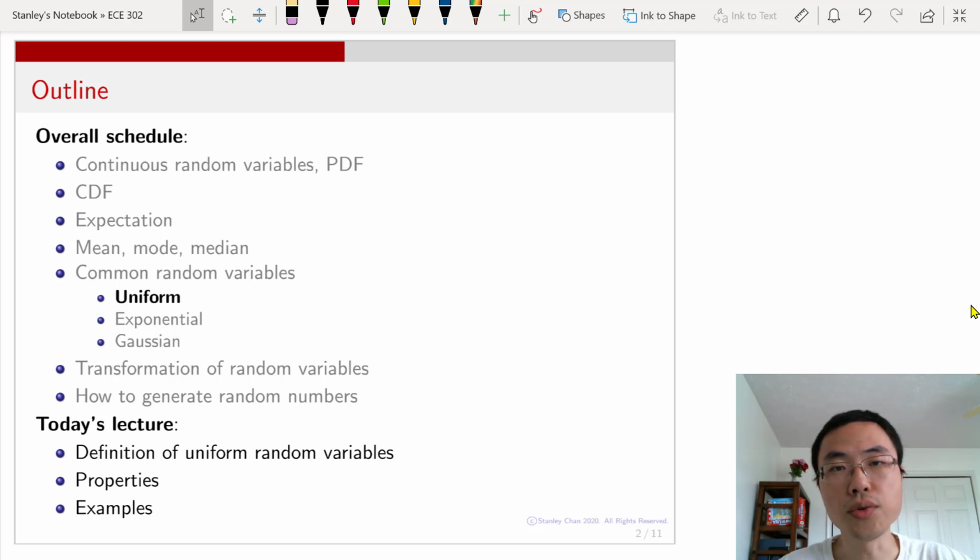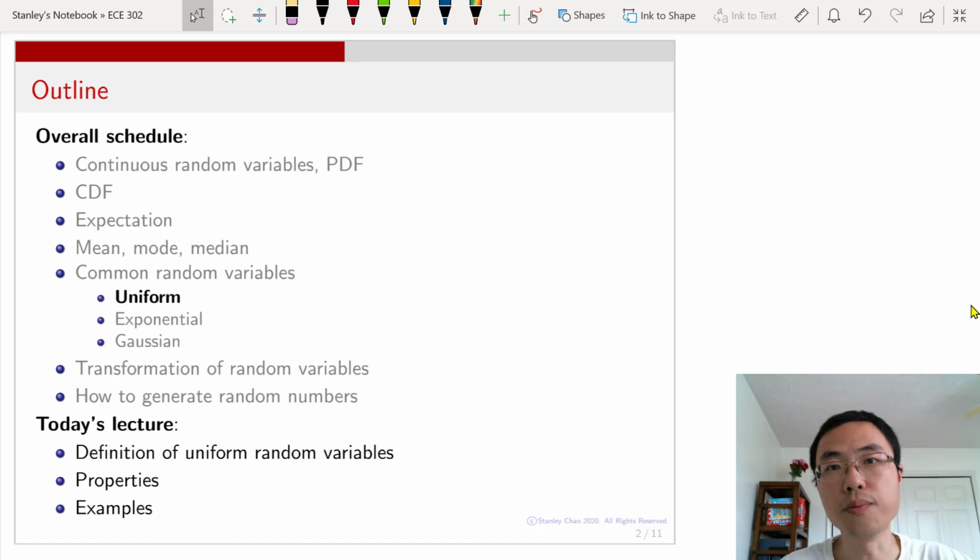If you look at the schedule on this slide, you realize that we're now in the middle of chapter 4 on continuous random variables. So far, we have talked about the probability density function, the CDF, the cumulative distribution function, the expectation, mean, mode, and median of continuous random variables.